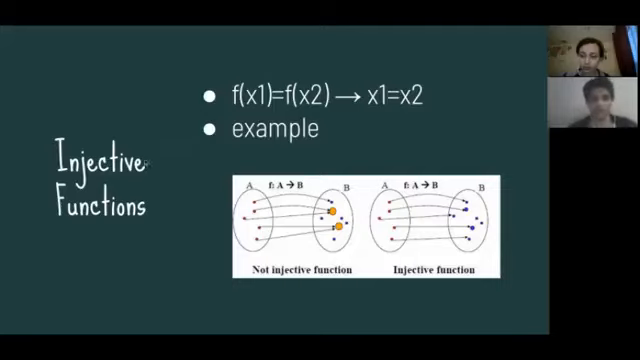So what an injective function is, it's just that if f(x1) equals f(x2), this implies that x1 equals x2. What this is saying is that every pre-image has a unique image. Okay. So this is different from the definition of function. The definition of function said that every image has a unique pre-image. This now is saying that every pre-image has a unique image. So that's an additional condition.